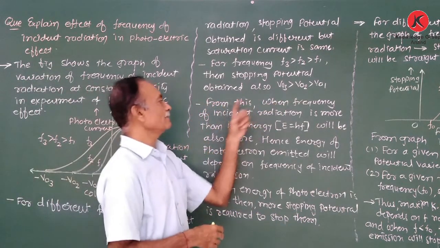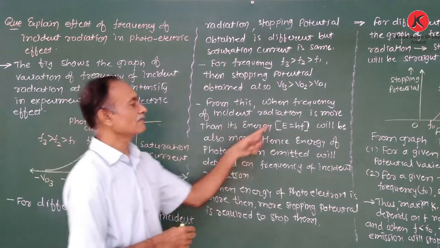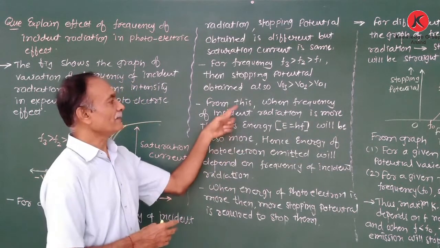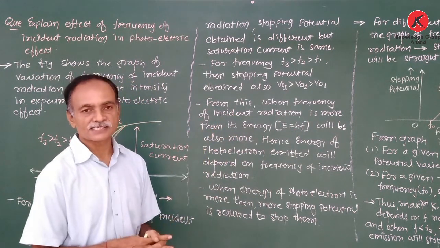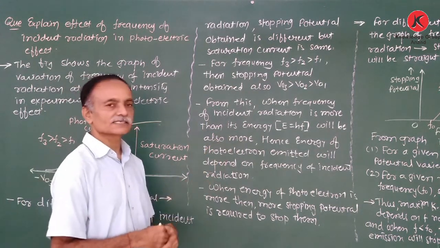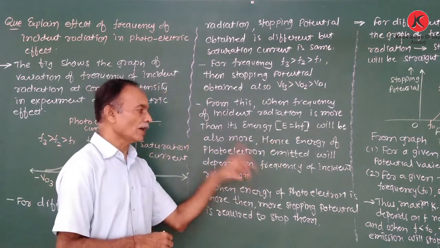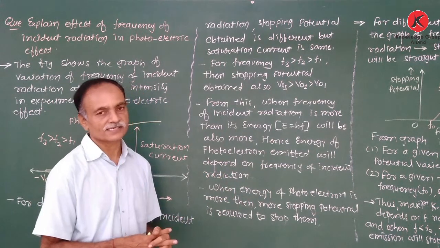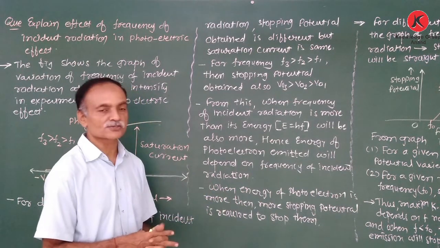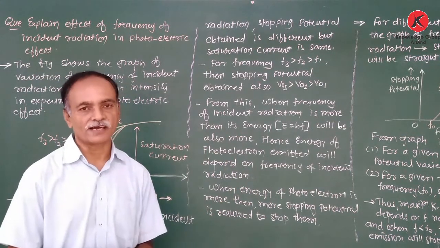So from this, when the frequency of the incident radiation is more, its energy, E equal to hf, will also be more. That means as the frequency of the incident radiation increases, the kinetic energy of emitted photoelectrons also increases. Hence, the energy of the emitted photoelectron depends on frequency of incident radiation. When the energy of the photoelectron is more, then more stopping potential is required to stop them.